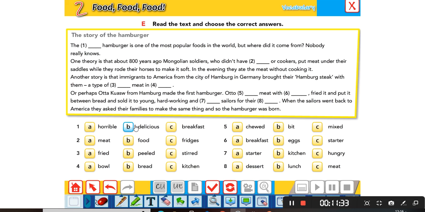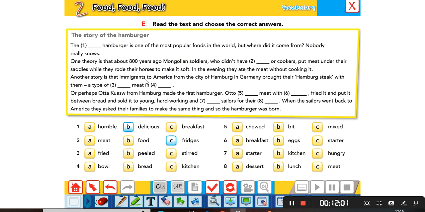Number 2, one theory is that about 800 years ago, Mongolian soldiers who didn't have space or cookers put meat under their saddles while they rode their horses to make it soft. So what's the word that can fit here? Who didn't have space or cookers? They didn't have meat, food, or fridges. Of course, it can't mean that they didn't have food. No, they didn't have fridges.